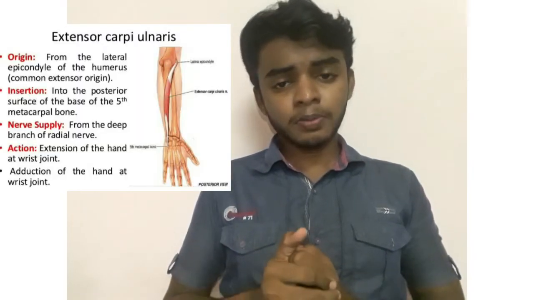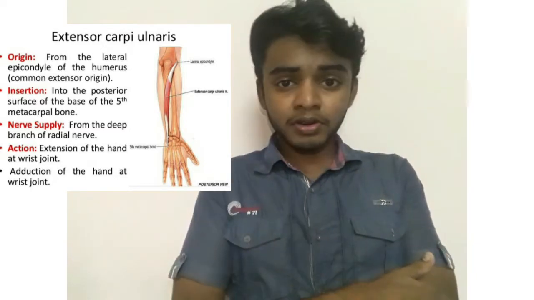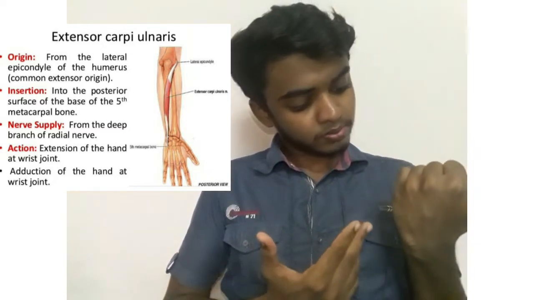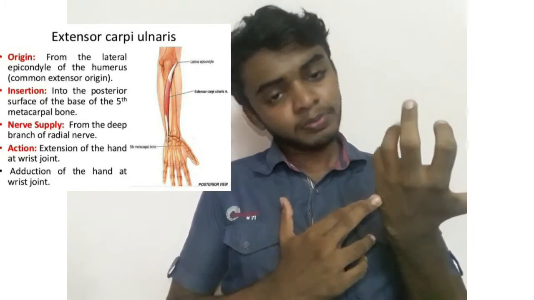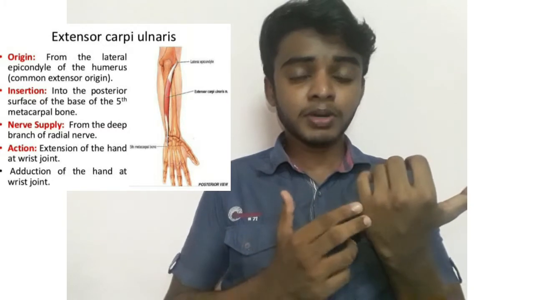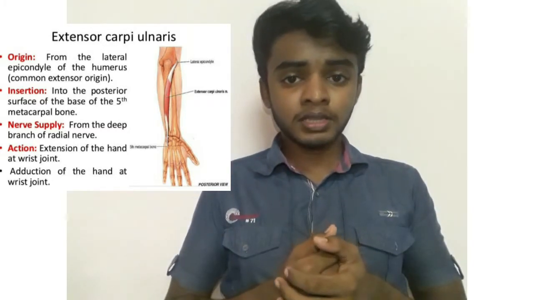And then the next muscle will be the extensor carpi ulnaris. The extensor carpi ulnaris also takes its origin from the lateral epicondyle of the humerus, and it is inserted into the base of the fifth metacarpal bone, that is the posterior surface of the base of the fifth metacarpal bone, and it is also supplied by the deep branch of the radial nerve.